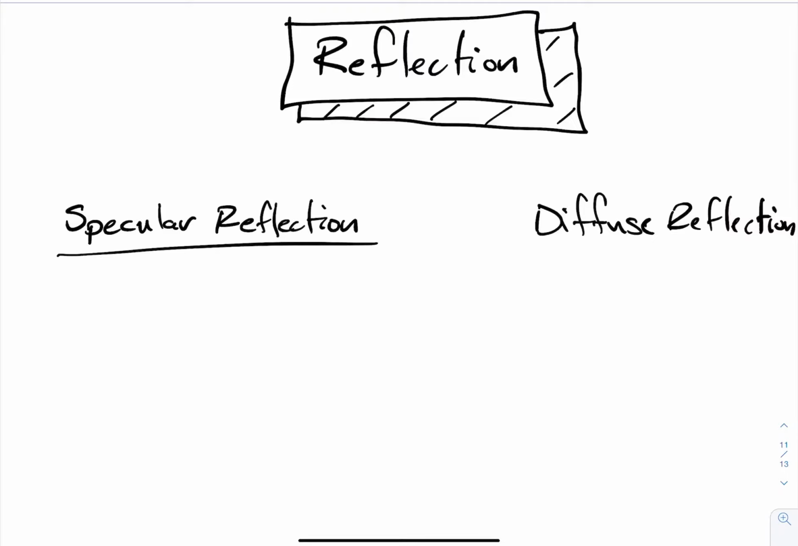Specular reflection and diffuse reflection. And really the best way to show these is with a diagram, and so that's what we're going to do. For specular reflection, we'll have a surface that the light is reflecting off of, like so.